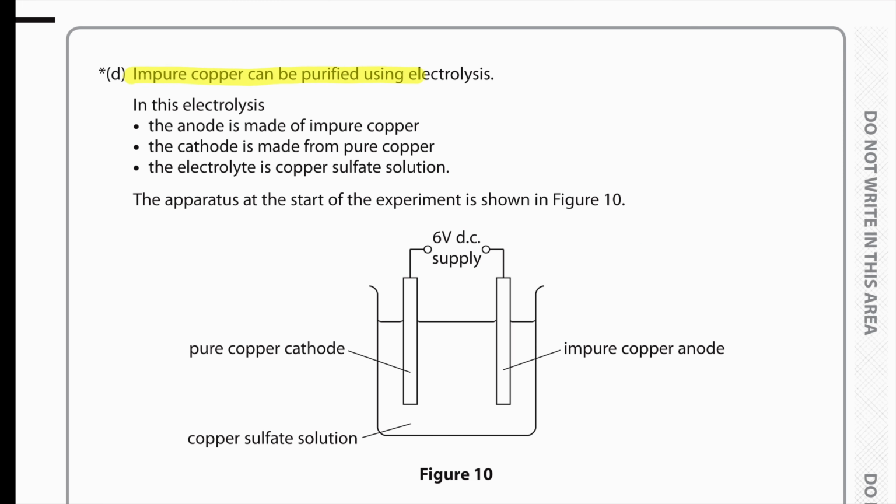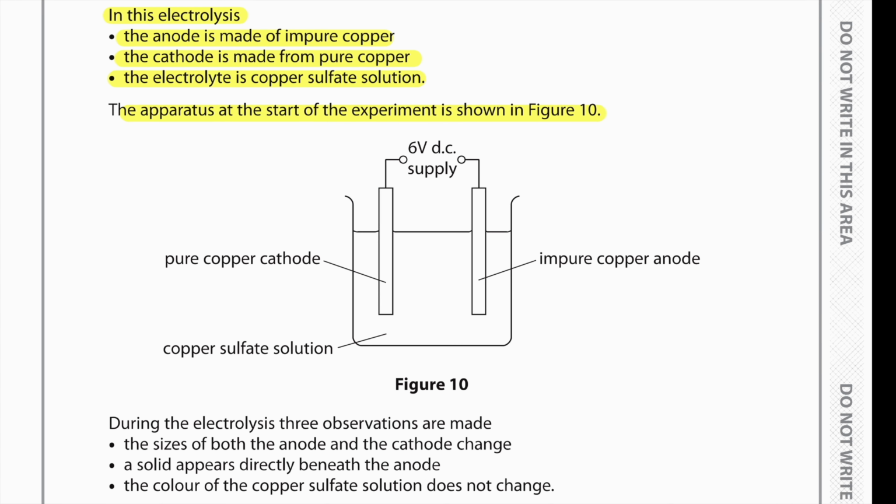Impure copper can be purified using electrolysis. In this electrolysis, the anode is made of impure copper. The cathode is made of pure copper. The electrolyte is a copper sulfate solution. The apparatus at the start of the experiment is shown in figure 10. So, since the left side is the cathode, that is the negative pole, and the right side is the anode, so that must be the positive pole.